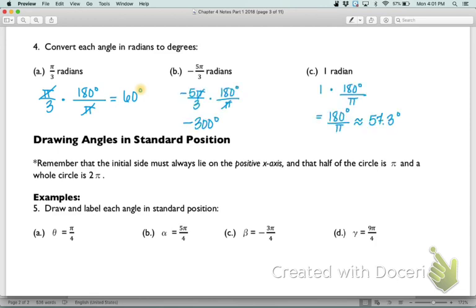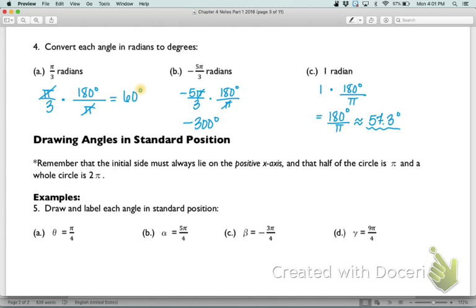Alrighty, here is what you should have. On B, your pi's cancel, 180 divided by 3, and then times negative 5, you get negative 300 degrees. C is a little bit weird because it doesn't have a pi on it to cancel, which is fine. You multiply, and then using your calculator, doing 180 degrees divided by pi, make sure you use the pi button, not 3.14. Your pi button on your graphing calculators is right underneath the clear button. When you divide that out, we get 57.3 degrees, roughly. So that gives you an idea of what 1 radian represents. It's a little less than 60 degrees, okay?